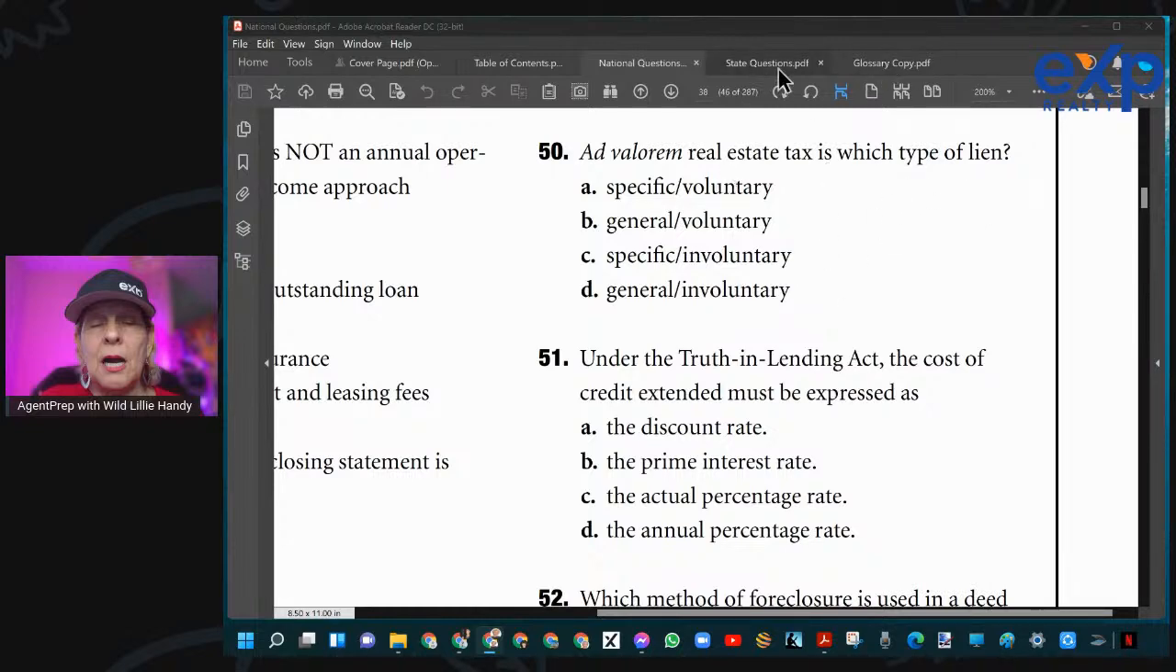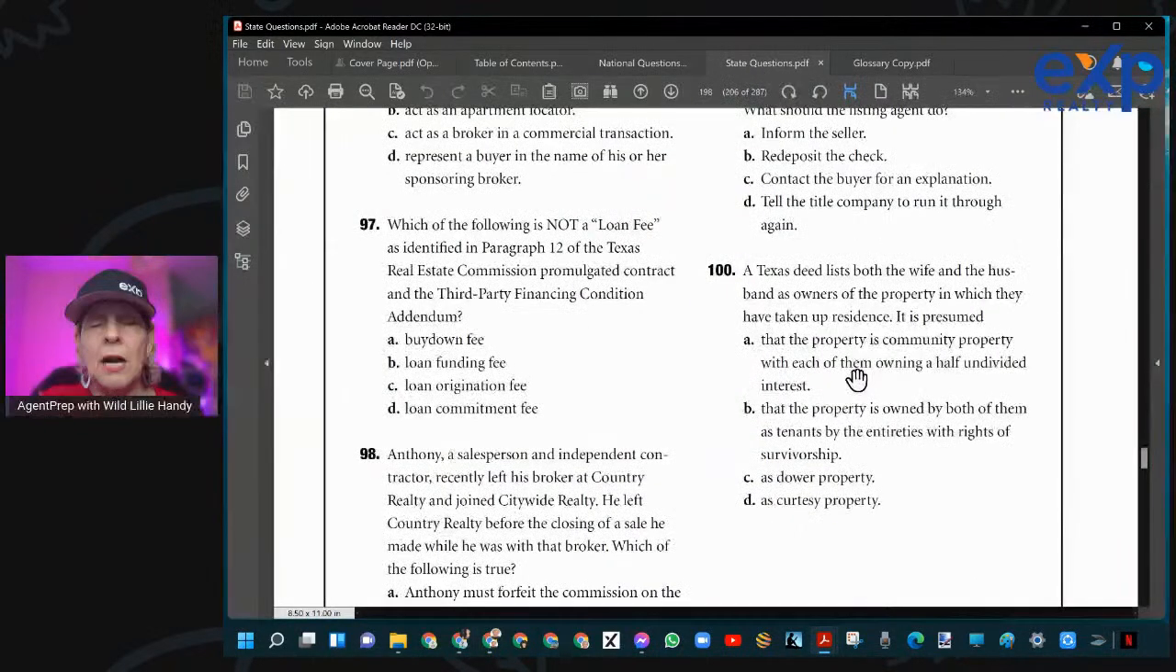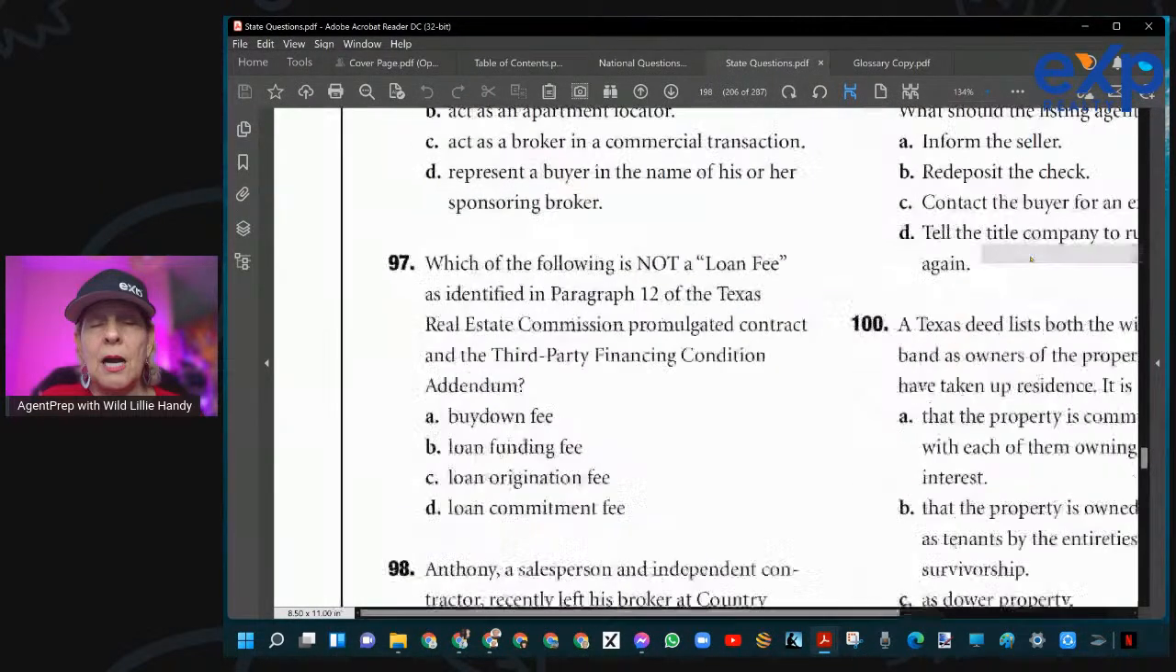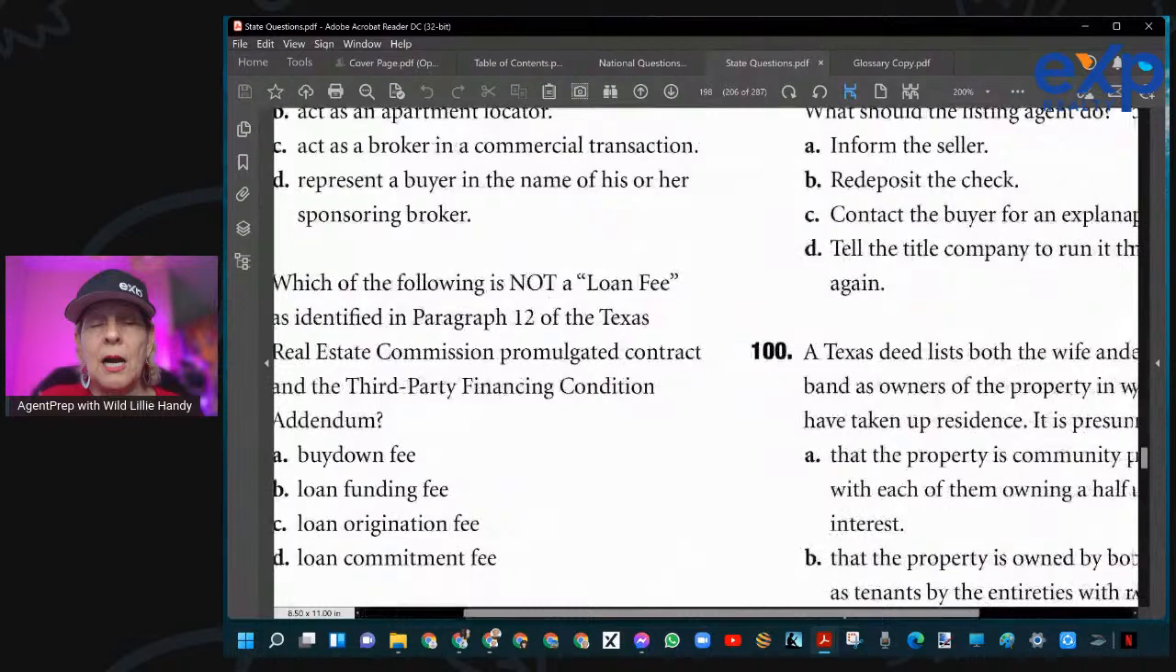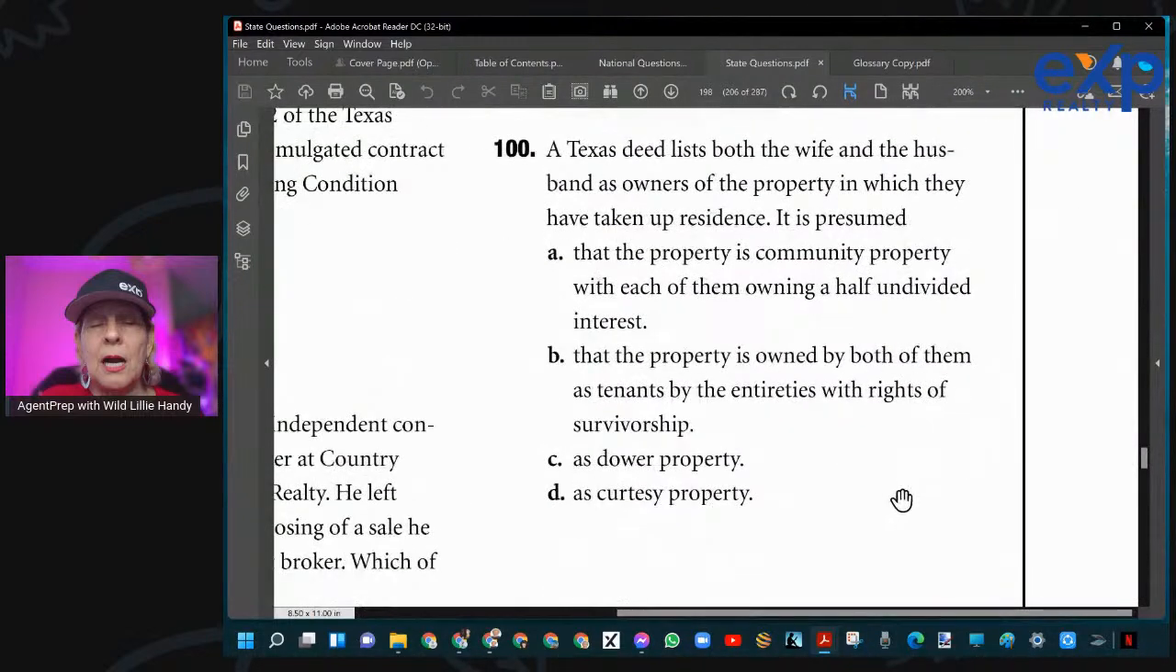So that's enough for national. Now state. So state is for Texas, right? Because I am licensed in Texas. And so I've only been doing Texas questions. Maybe at some later date, I may do other states, but at this time, I only do Texas. All right.